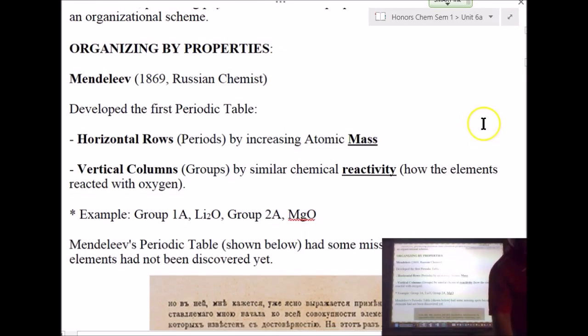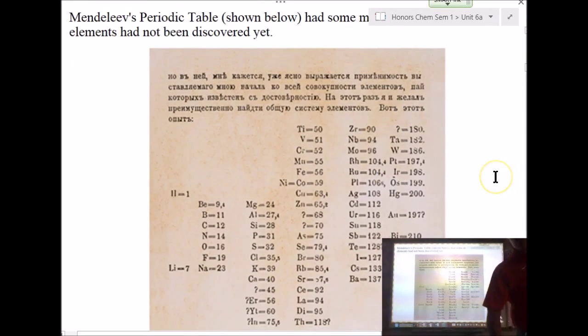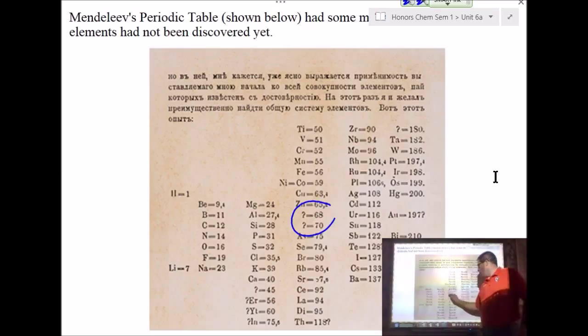Mendeleev's periodic table was very crude. Be thankful that we don't have that today. But that was his first periodic table. Now, you'll notice he has some question marks for some of these. Those are the two that pop out. He knew that those elements existed, they just hadn't been discovered yet.